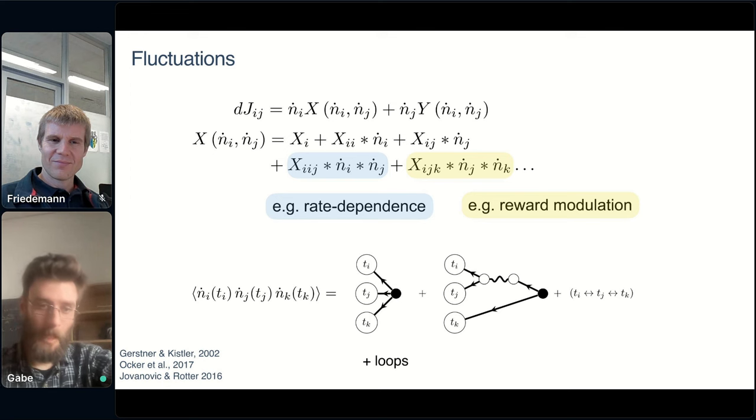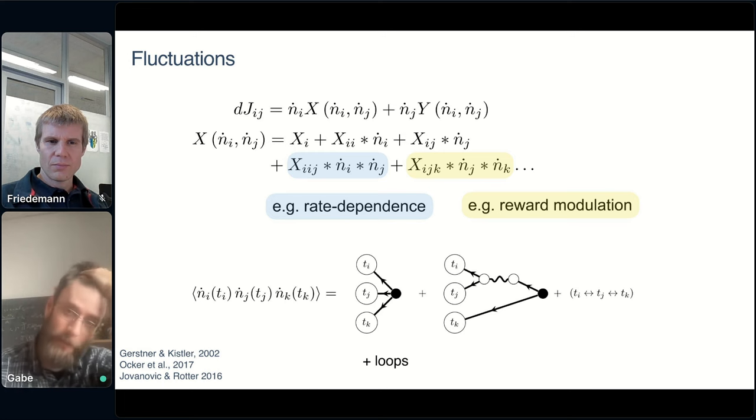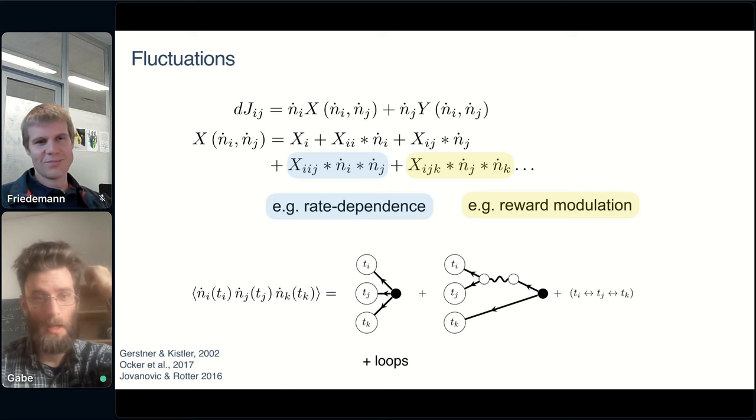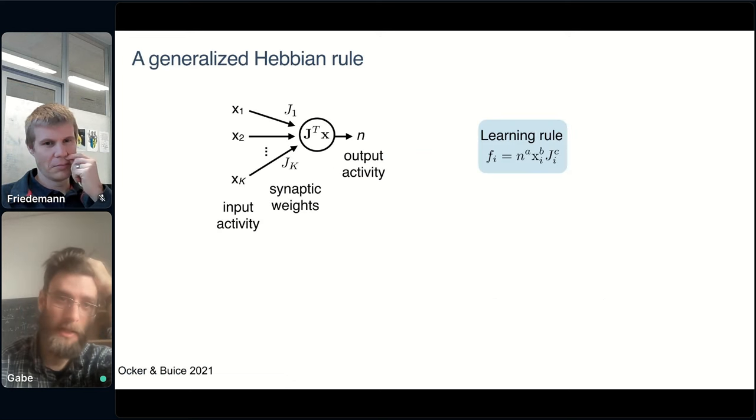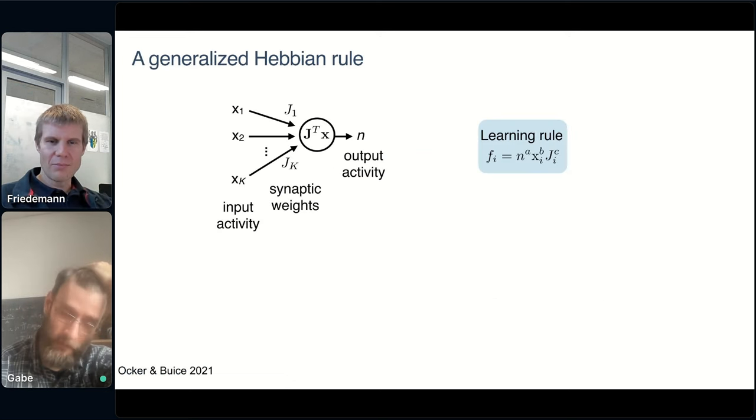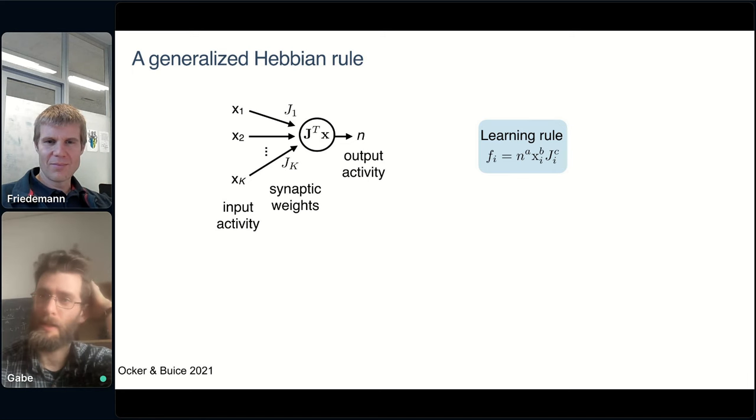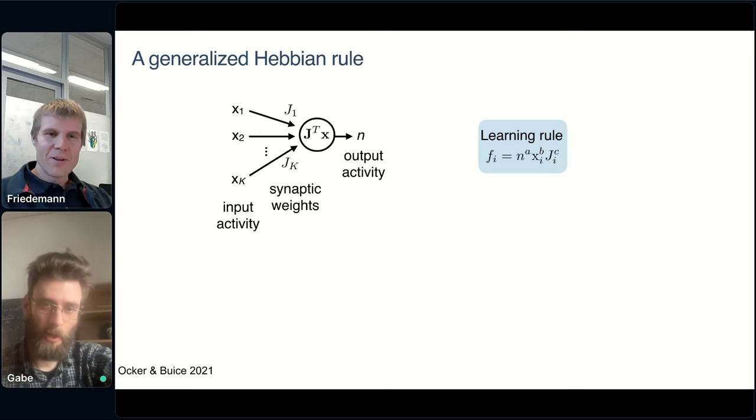We know that there are nonlinearities in synaptic plasticity. There are effects that are not described by the classic pair-based spike timing-dependent model I told you about before, by classic Hebbian-based models. So I'd like to take a step back, a really big step back, even from spiking neurons, and study for a few minutes just a very simple generalized Hebbian learning rule, where we have a neuron.